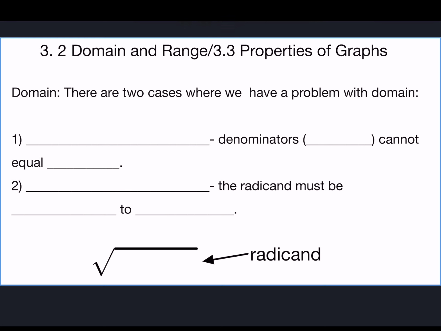All right, today we're going to talk about section 3.2 and 3.3. 3.2 is domain and range, and 3.3 is properties of graphs. Again, this is a relatively short section compared to other sections we've done, particularly since you have the notes. For domain, there are exactly two different cases where we might have a problem with a domain. We're going to talk about both of those.